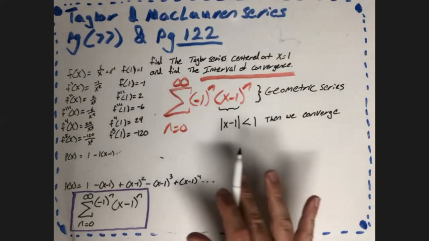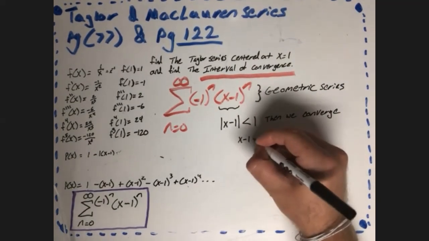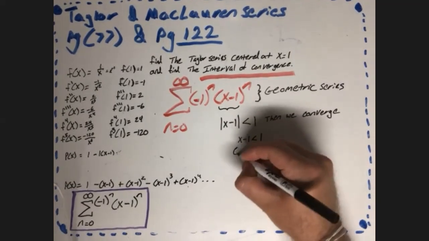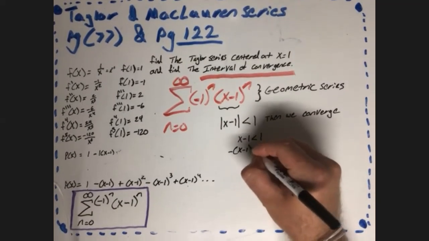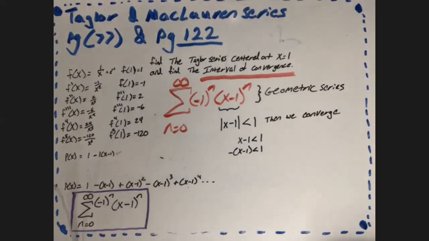I'm going to take a big trip back to Algebra 2 world, guys. That means I'm going to look at x minus 1 is less than 1, and I'm going to look at negative (x minus 1) is less than 1. That's how we work absolute value. We look at the positive side and the negative side, okay?